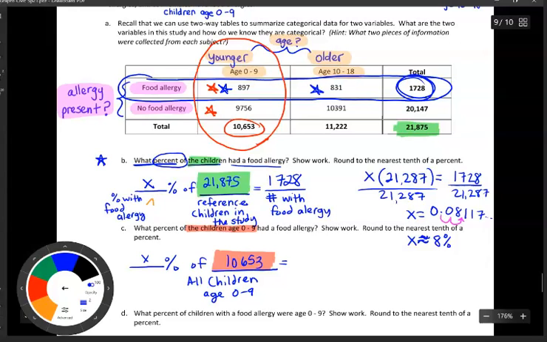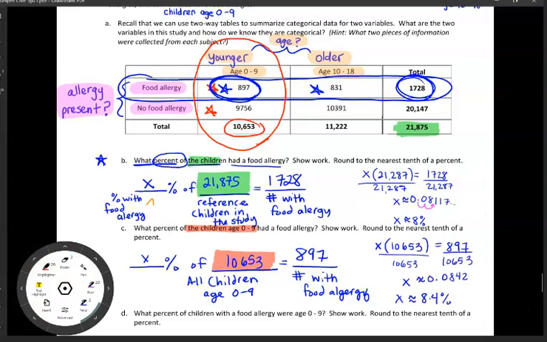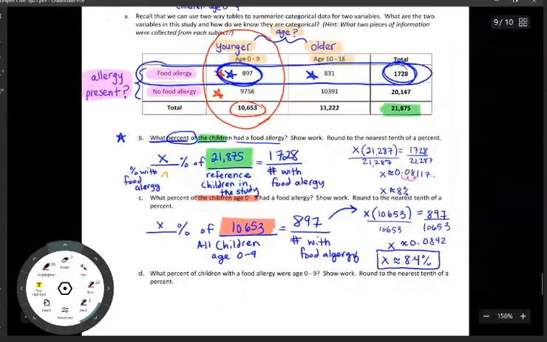So what percent of the children had the food allergy? So now I need the number with the food allergy. And looking at that table, the food allergy is up here. That's 897 of those younger children had a food allergy. So now that we've picked out our values, we're just going to calculate that. Okay, so I translated the information from the template to an equation. I solved the equation and I got approximately 8.4% of the children in that younger age group had a food allergy.